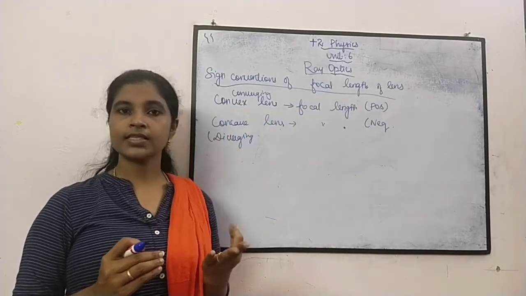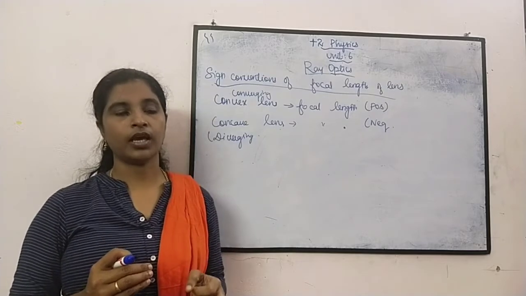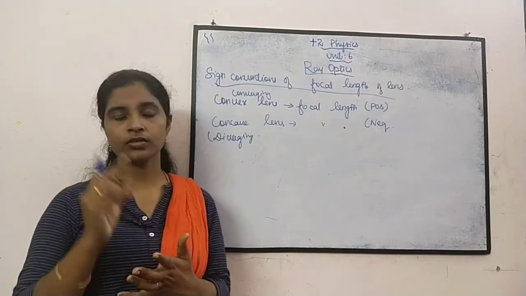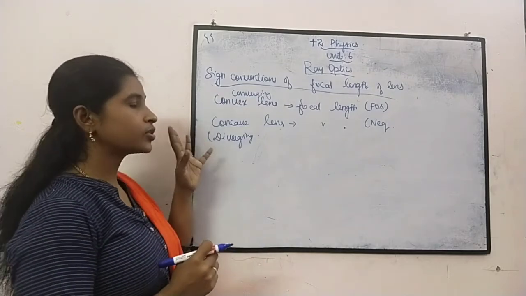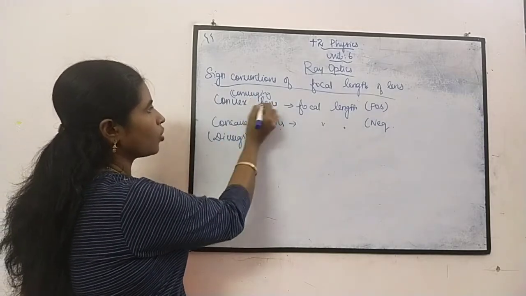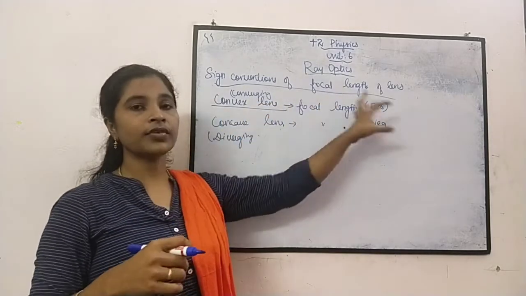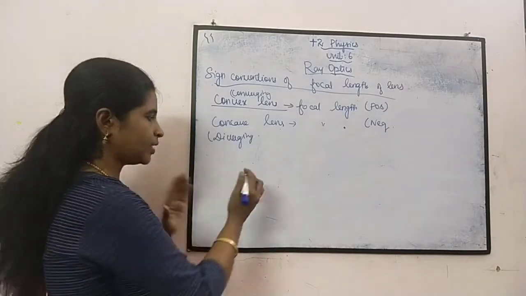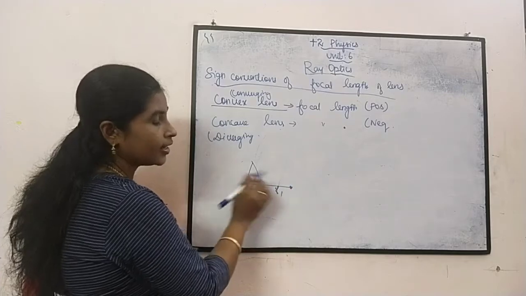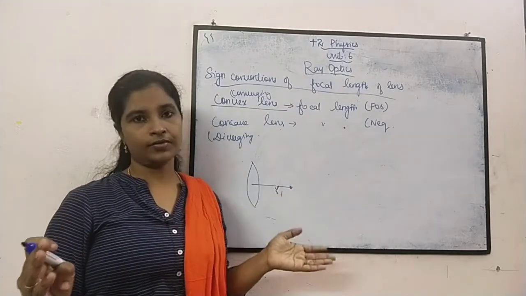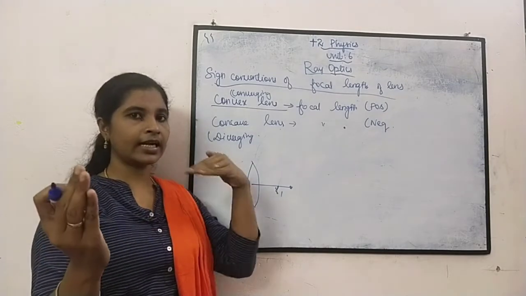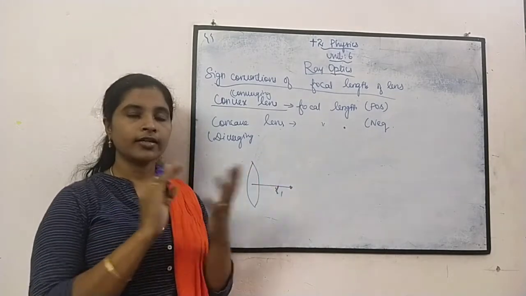Already we have discussed the sign convention in the spherical mirror. The sign convention for the lens is also similar to the spherical mirror. The only difference is in the case of focal length. For the sign convention, when we take the convex lens, the focal length should be positive. The focal length you are measuring is not based on the right side or left side of the pole. Everything we have seen until now was from the pole, left side, right side, up, down. It is not like that.